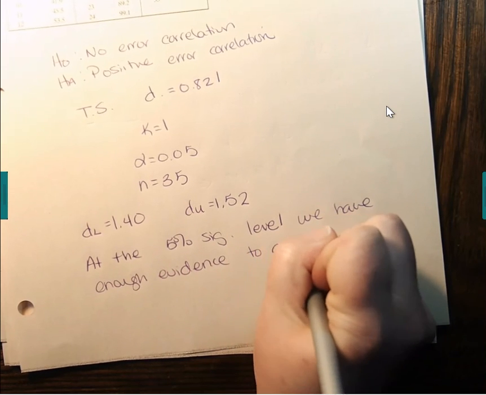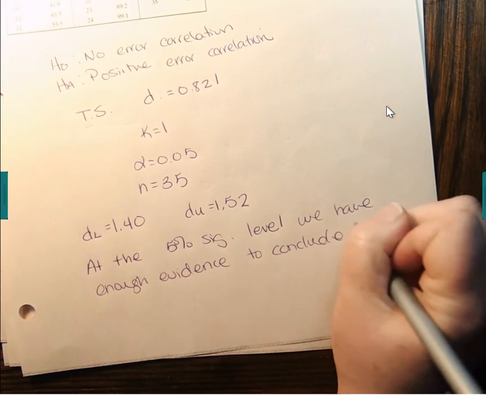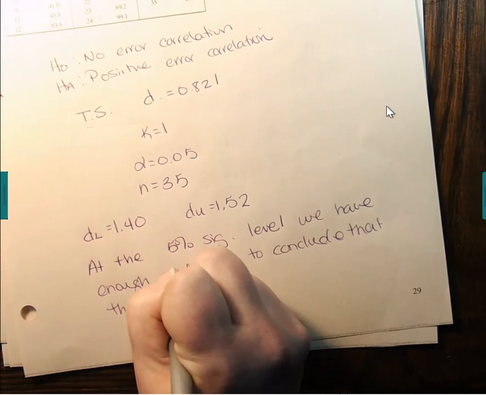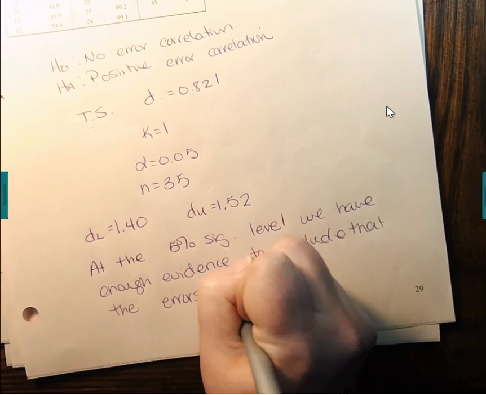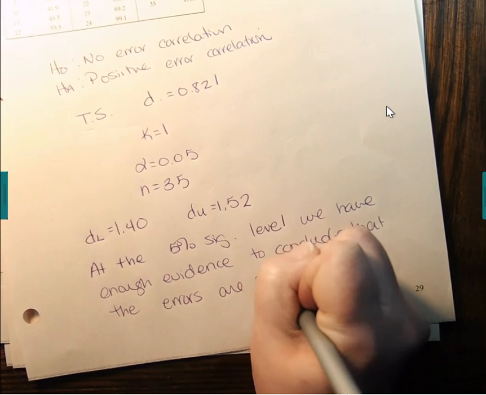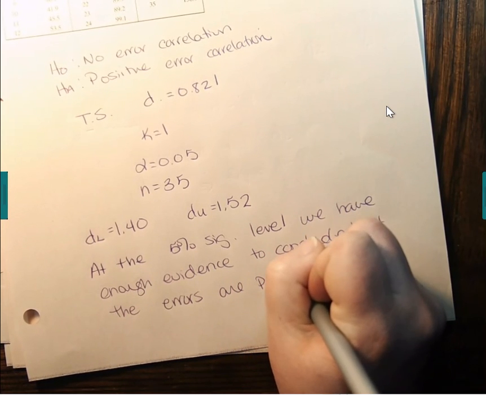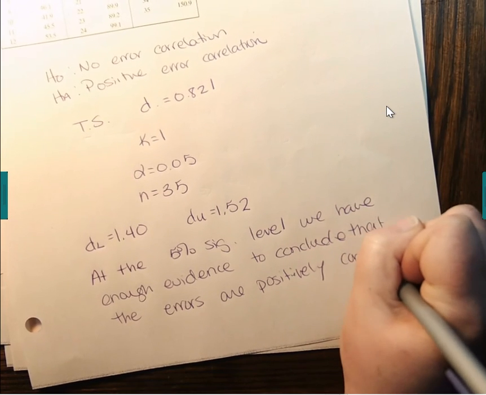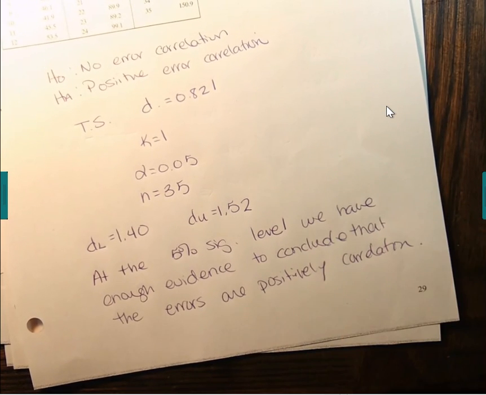we have enough evidence to conclude that the errors are positively correlated. And remember, the whole reason that we perform this test is that this is a violation of one of our assumptions, and we need to always check to see if we have violated any of our assumptions.